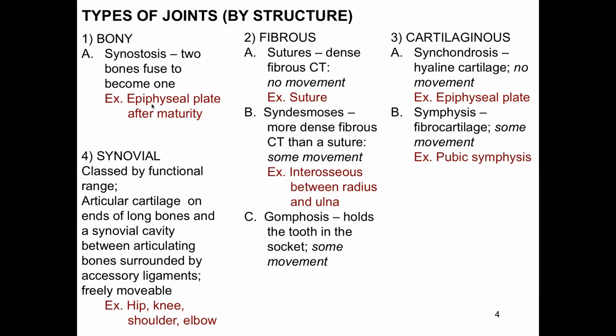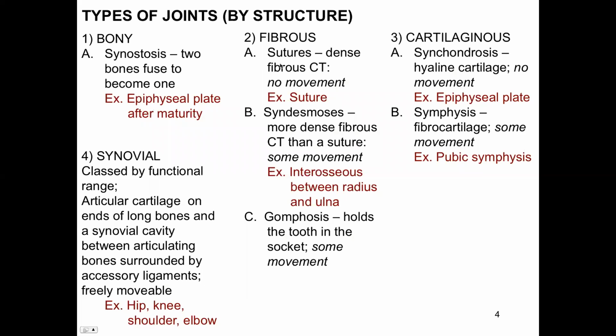So epiphyseal plate, all right? As we discussed in the previous chapters on bone, after maturity the plate gets fused into a line. So this would be a bony joint, okay? And it basically stays as one bone after that.